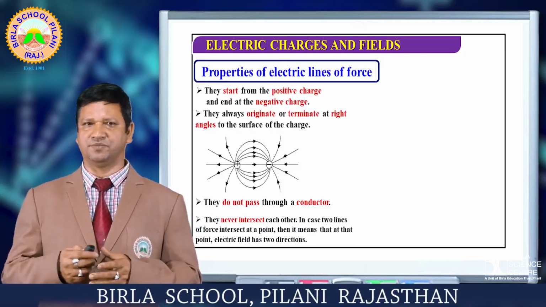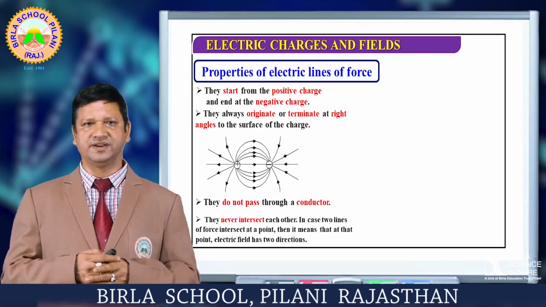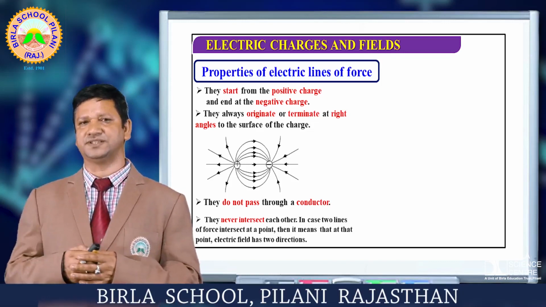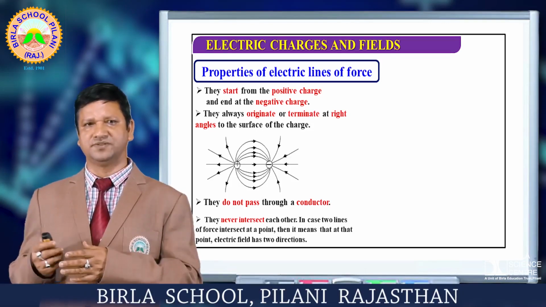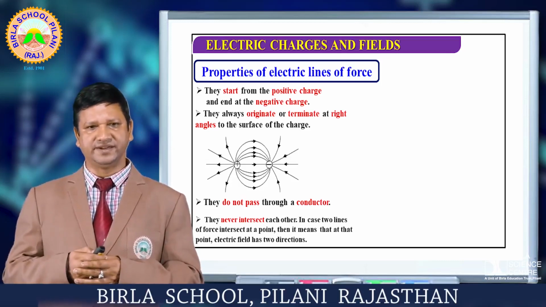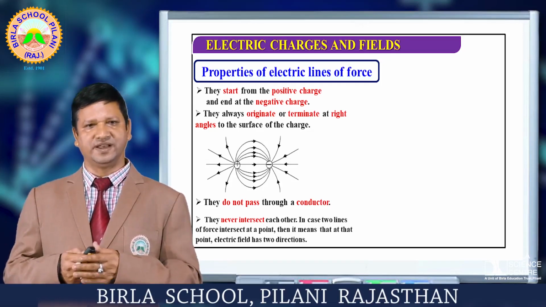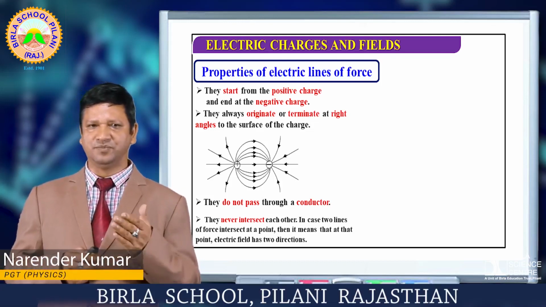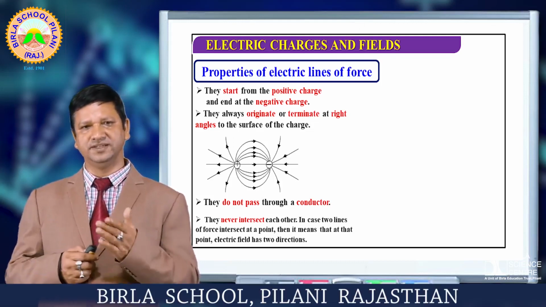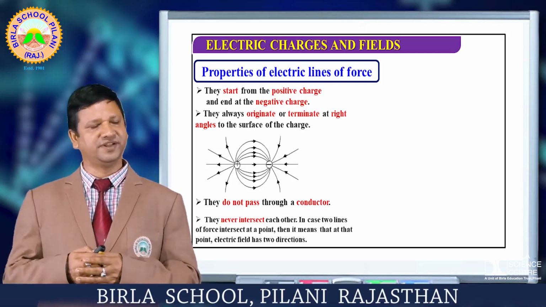Let us continue the properties of the electric field lines. They start from the positive and end at the negative. As we have already seen in the diagram, the electric field lines start from a positive and end at the negative. You can see from the diagram we are showing the positive and negative charge, and you can see how the electric field lines start from positive and close at the negative point. So positive to negative, it is shown in the diagram very beautifully.